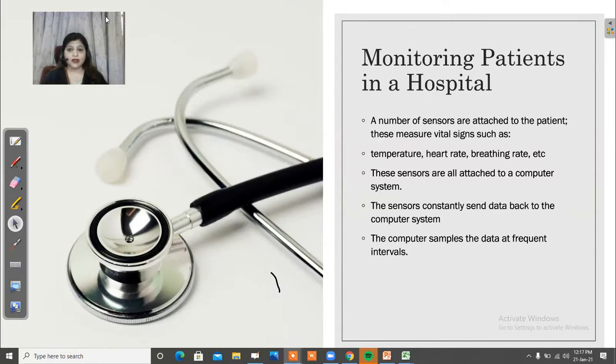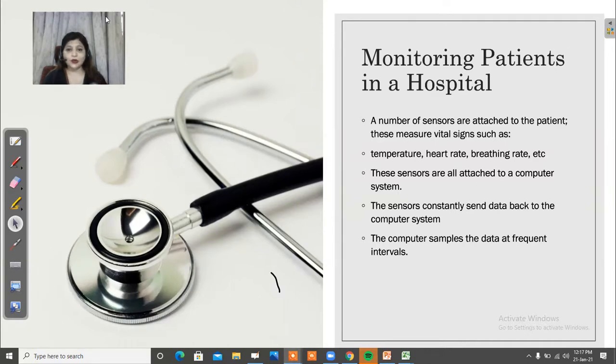A number of sensors are attached to the patient. I want you to visualize that these measure vital signs such as temperature, heart rate, and breathing, right? Okay, these sensors are all attached to the computer system, you know very well. Somewhere you are, let's suppose, sitting at the main desk, and you know there are eight patients, and you have information of eight patients, and all are normal.